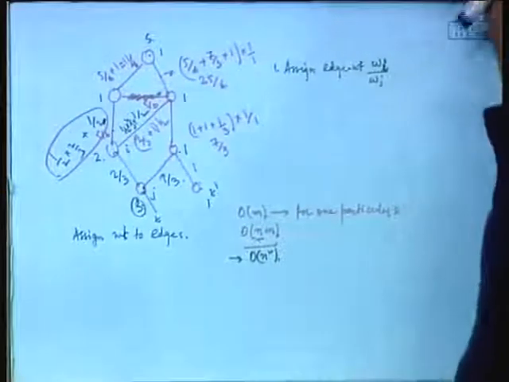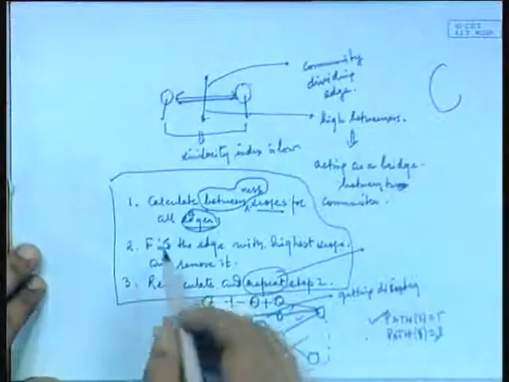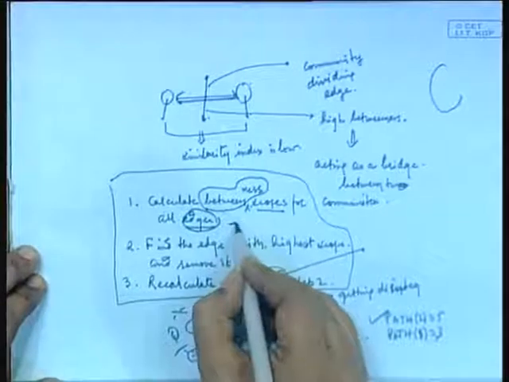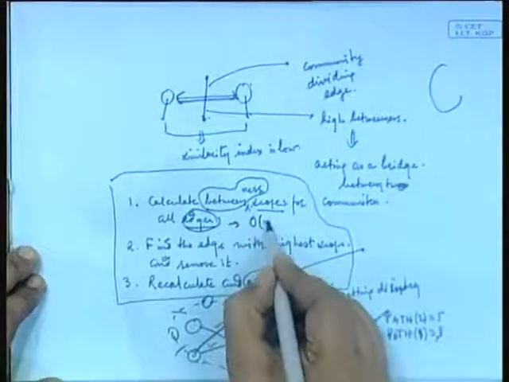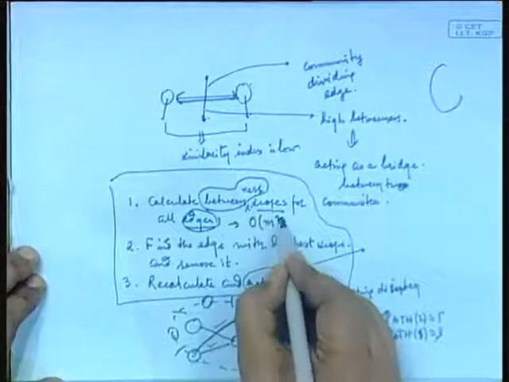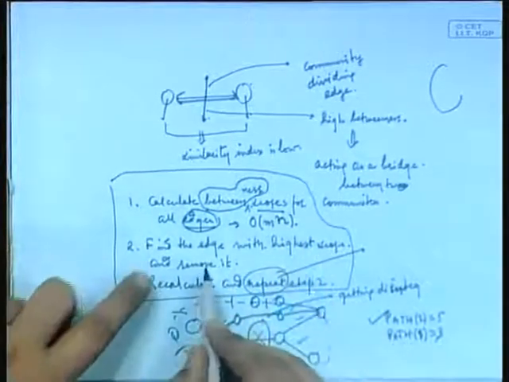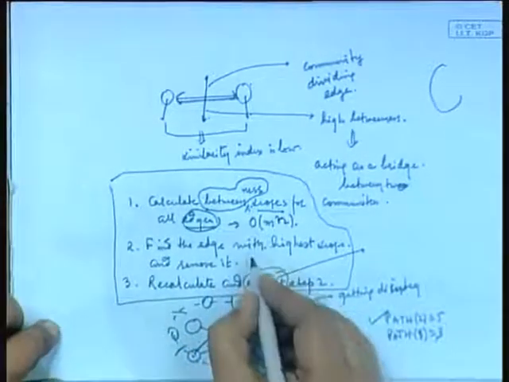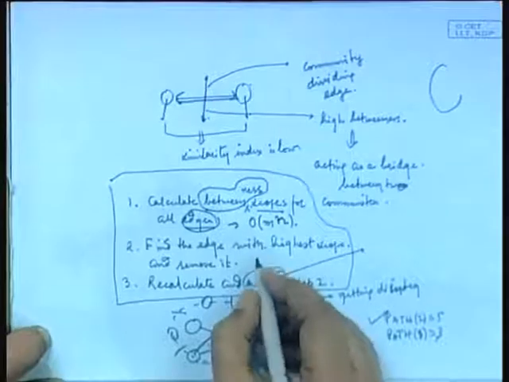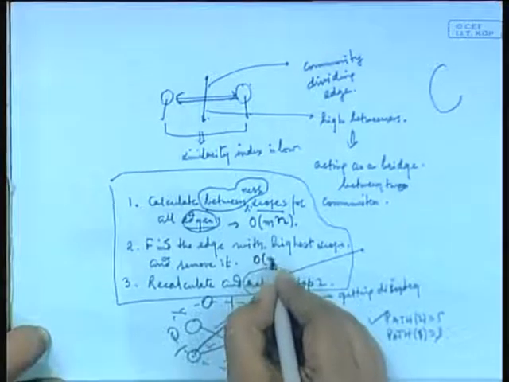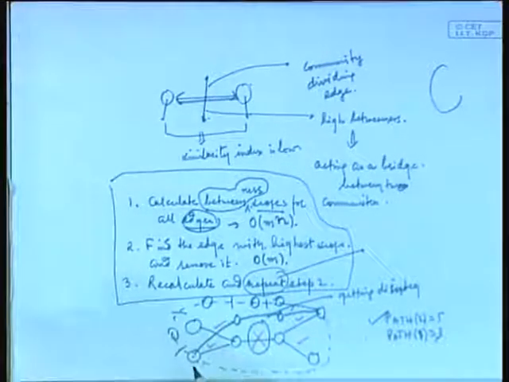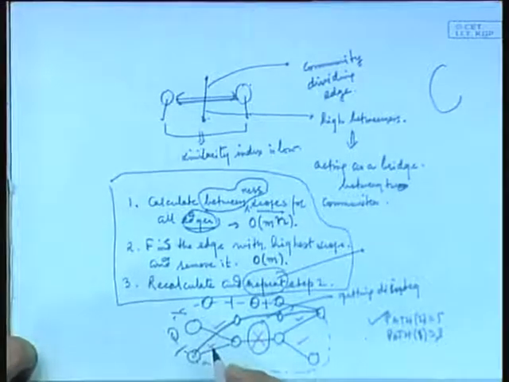Let us come back to this original algorithm. This is the original algorithm. Calculate betweenness score for all edges. This is taking what time? Order mn. Find the edge with the highest score and remove it. This will take order m. This will take m, and remove that, recalculate.